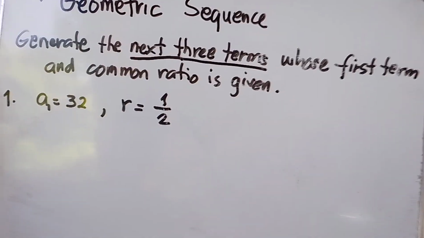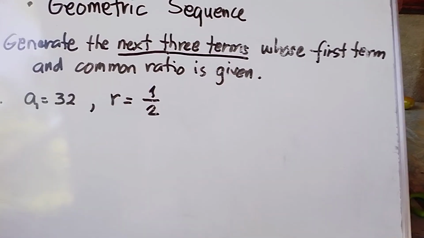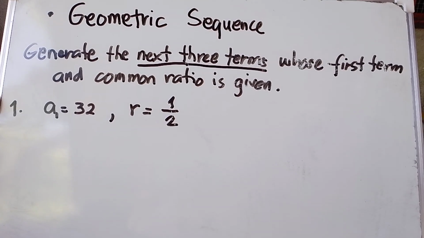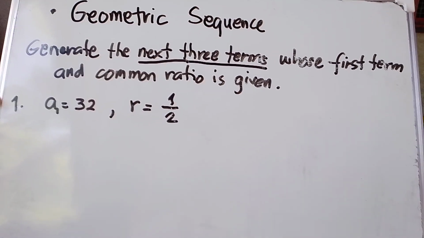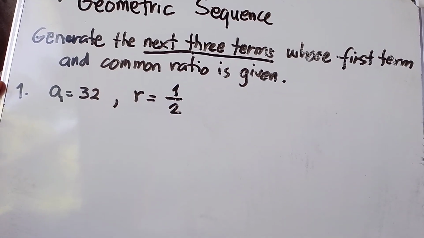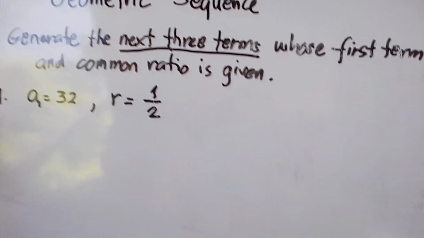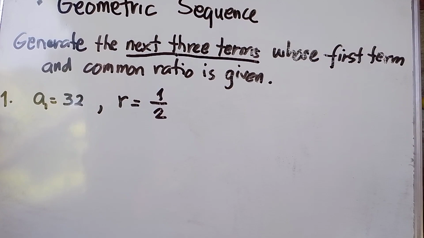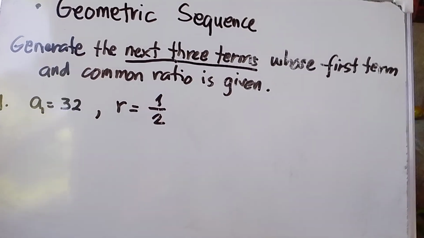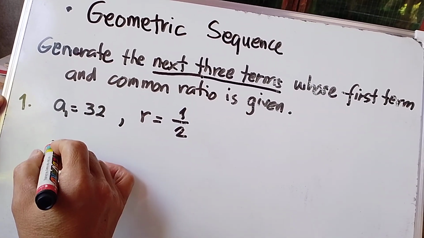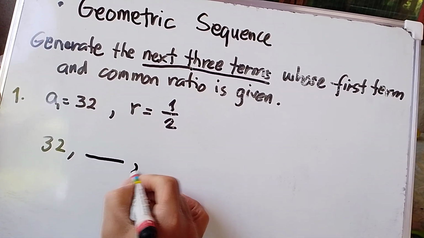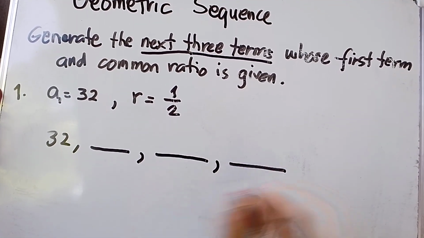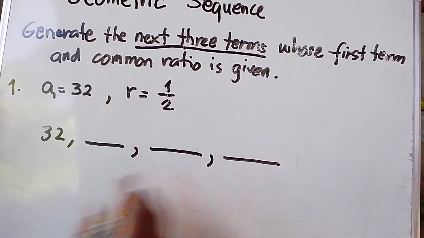My maths topic today is about geometric sequence. Direction says generate the next three terms whose first term and common ratio is given. Look at number 1. A sub 1 equals 32 and then the common ratio is given, which is half. So this is 32 and the next three terms. So how to find the three terms?